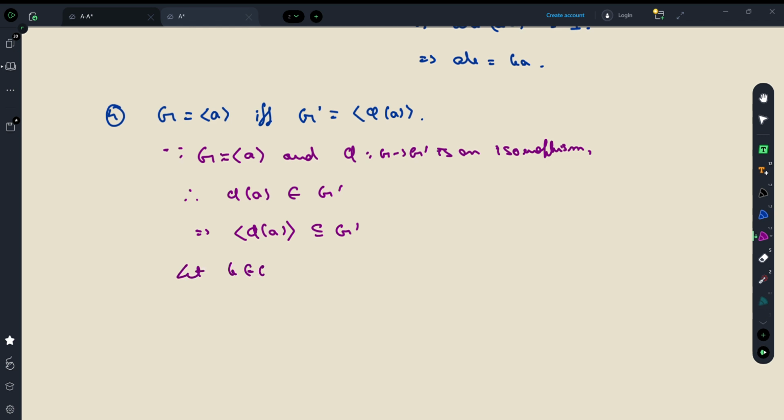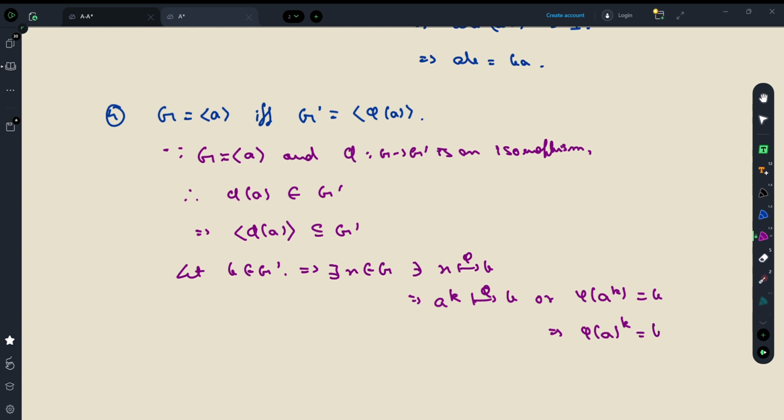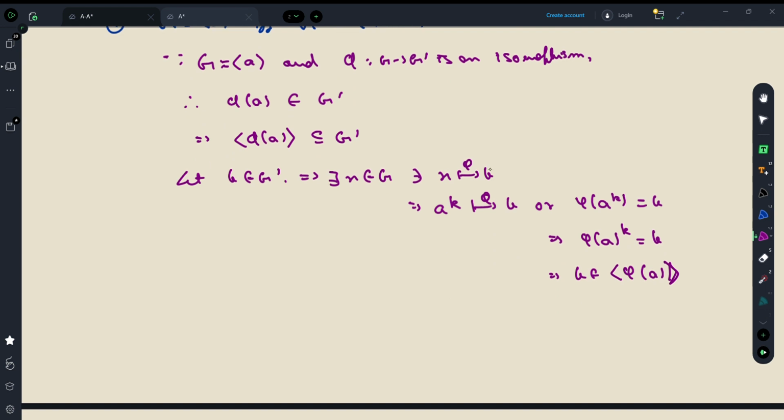Now, if I choose an arbitrary element from G', let b belong to G'. Phi is a bijective map, hence onto. This implies there exists some x in G such that x is mapped to b under phi. But that means there exists some element of the form a to the power k, because G is a cyclic group generated by a, which gets mapped to b under phi, or phi of a to the power k equals b. But then from statement 2 we know that this is nothing but phi of a whole to the power k. So if b is some power of phi of a, then that implies b belongs to the cyclic group generated by phi of a, right?